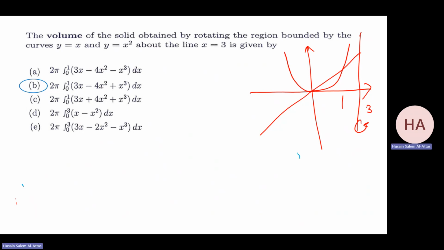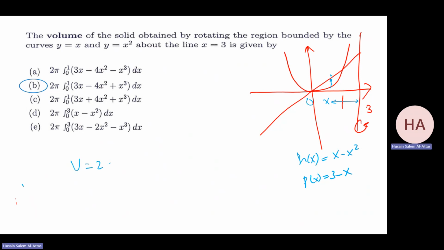So it will be the height. The height will be x minus x squared. This is my line. And the distance, if this is x, will be 3 minus x. And from where to where? From 0 to 1. Very clear, from 0 to 1.